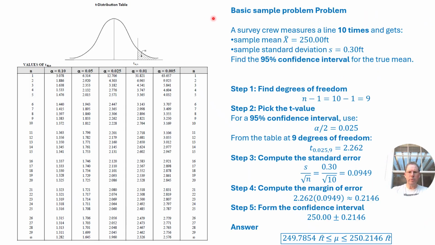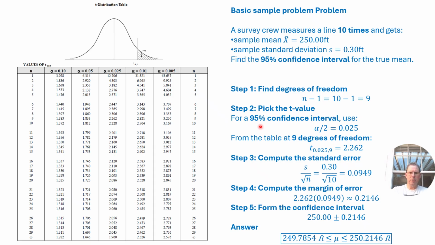Basic sample problem. Let's say a survey crew measures 10 times and gets a sample mean of 250 feet. The standard deviation is 0.3 feet. Find the 95% confidence interval for the true mean. Find the degrees of freedom. You just take the sample size minus 1. That's the degrees of freedom. You get 9. Pick a T value.